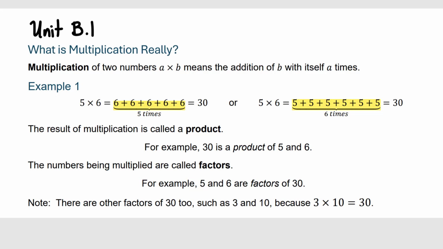The result of the multiplication is called a product. For example, in this case, 30 is the product of 5 and 6. The numbers that are being multiplied are factors. You may have heard the term factor before, and you might be thinking of something much more complicated, but in reality, what factor means is just something that's being multiplied. Now, there are other factors of 30 as well. For example, you can multiply 3 times 10 to get 30. So it's not unique to be factors of a number necessarily.